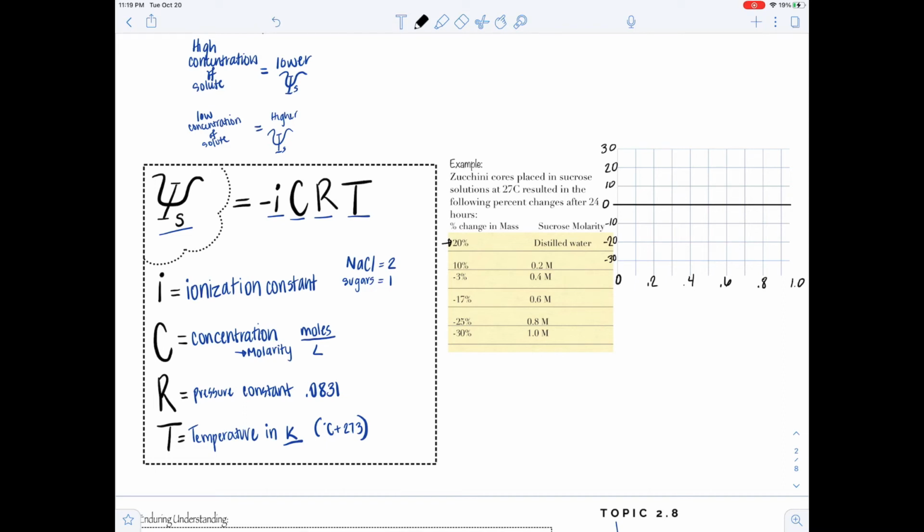You end up plotting your points on a graph using your percent change, and using that, you're going to look at where we did not have a change. So you would look at the 0 on the x-axis and figure out the molarity. Of course, you're probably not going to have an exact molarity where you don't see a change in your actual experiment, but by plotting the points on a graph, you can determine the molarity that would be isotonic.